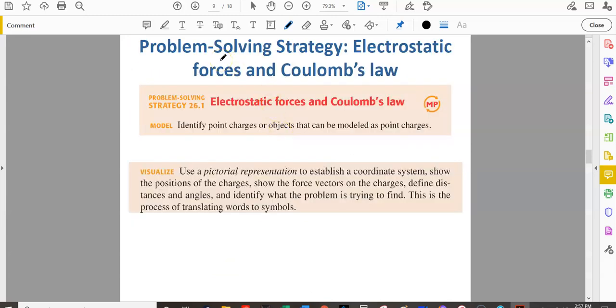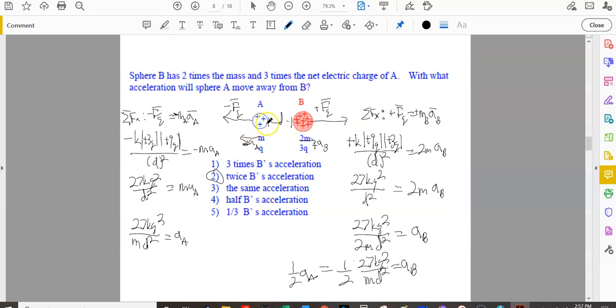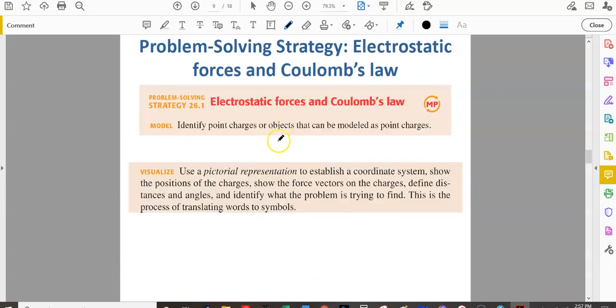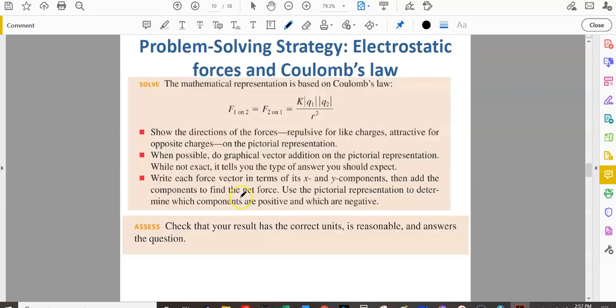So essentially the problem solving strategy is this. What you're going to do is identify the point charges that can be modeled. You model them as point charges, just infinitesimally small pieces of space. And then you're going to draw a picture just like we did. And then you're going to draw a force diagram just like we did.